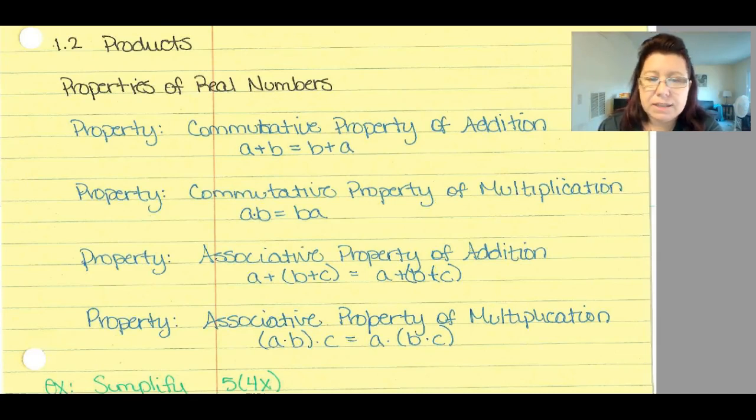a plus the quantity b plus c will equal the quantity a plus b, plus c. So it doesn't matter in which way we group. We can regroup to help us perform addition. Likewise, over multiplication, we can regroup, and it will result in the same thing. If we multiply a times b first, then c, that will be the same thing as multiplying b times c first and then a.